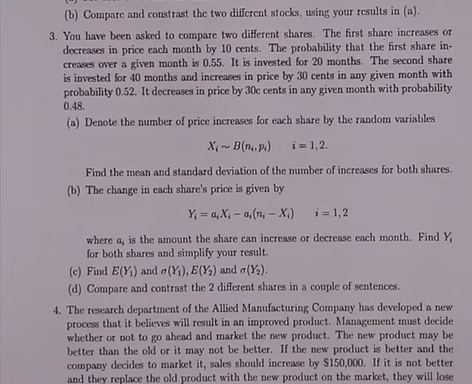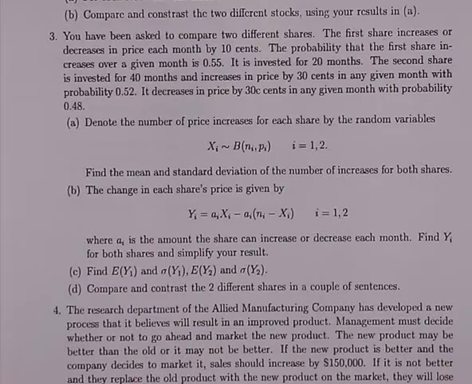You have been asked to compare two different shares. The first share increases or decreases in price each month by 10 cents. The probability the first share increases over a given month is 0.55. It's invested for 20 months. The second share is invested for 40 months and increases in price 30 cents.